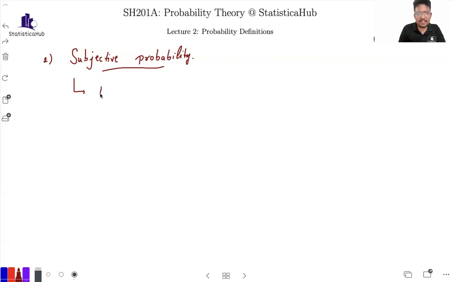So you can simply say it is based on personal choice. This choice can be some sort of judgmental choice.